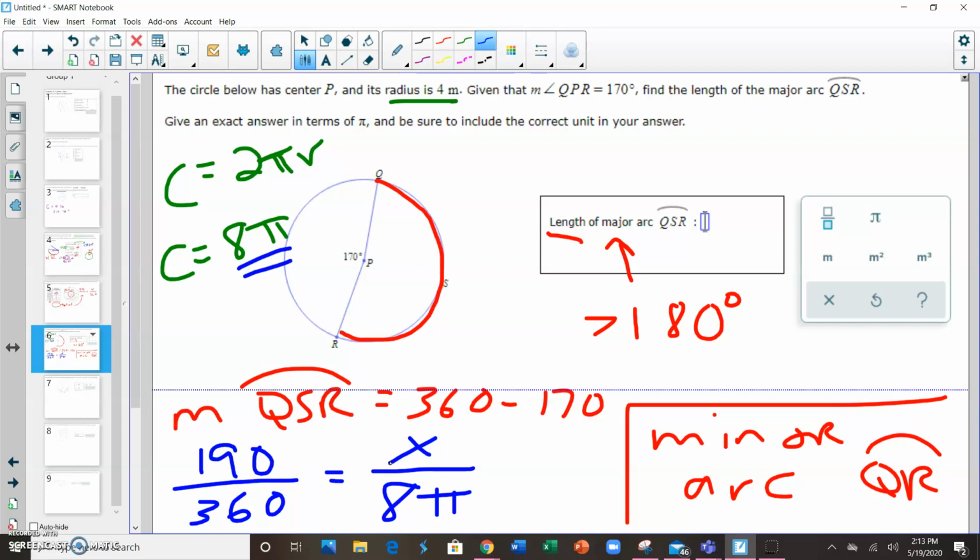And you can change that into a fraction. It's 38 over 9. So in this case, x would equal 38 divided by 9 pi.